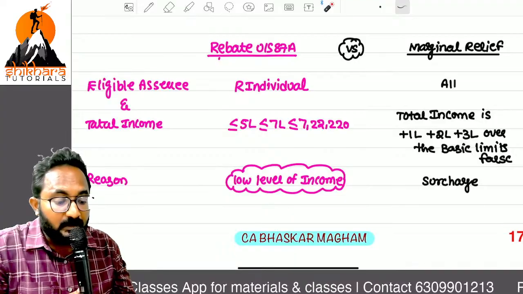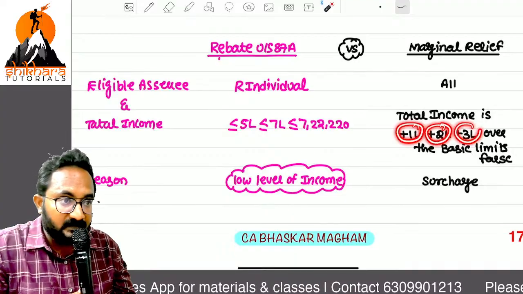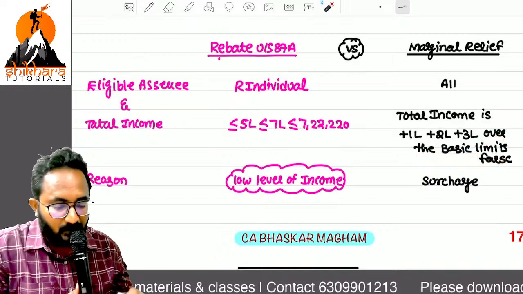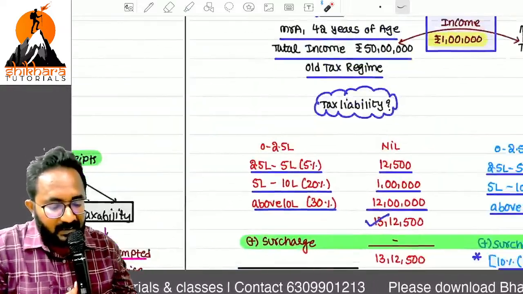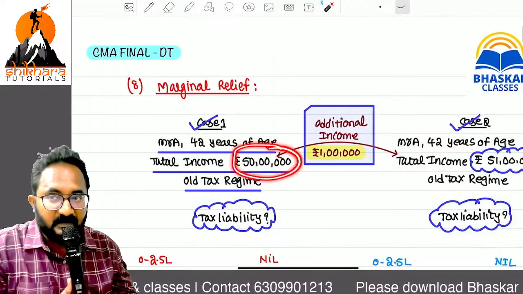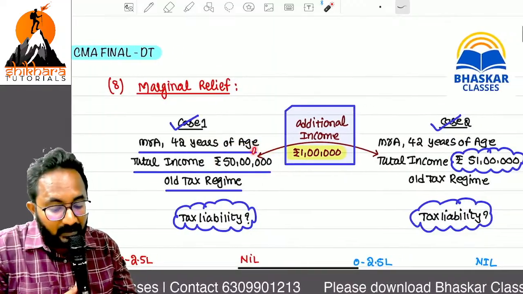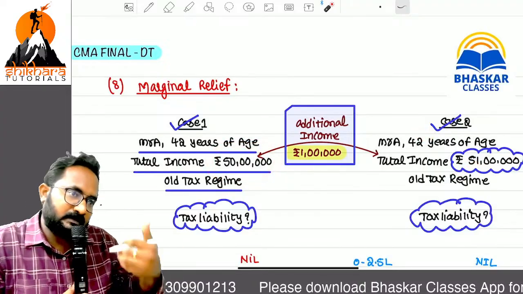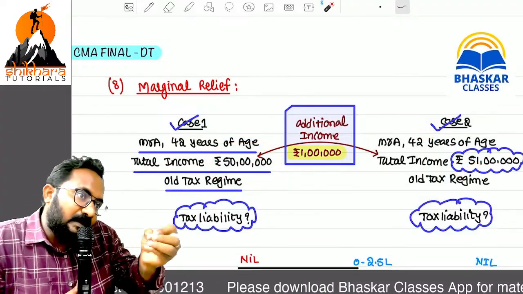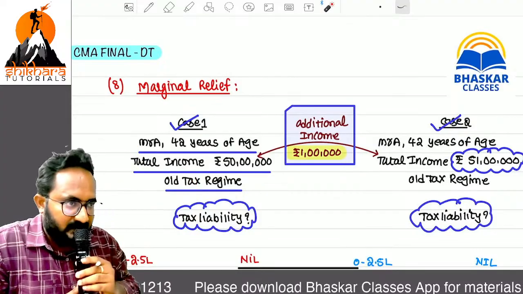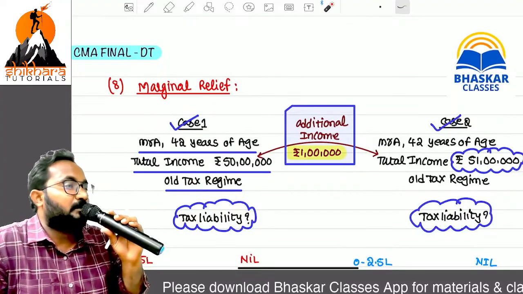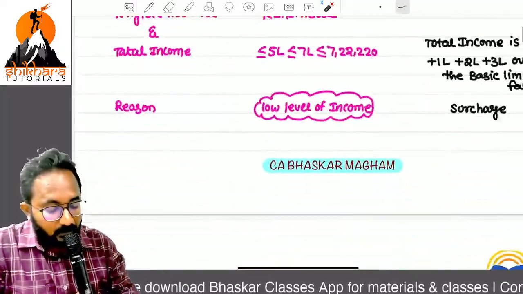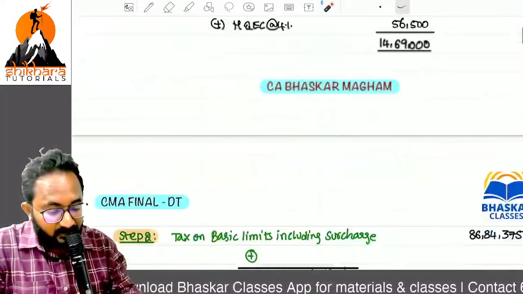Now, this 50 lakh is a basic limit for surcharge or not? Yes. More than this 50 lakh, how much additionally do we have? 1 lakh or 2 lakhs, 3 lakh. If anything is marginally over the basic limits for surcharge, that person is eligible for marginal relief. Now I want to write it down. What are the basic limits for surcharge?